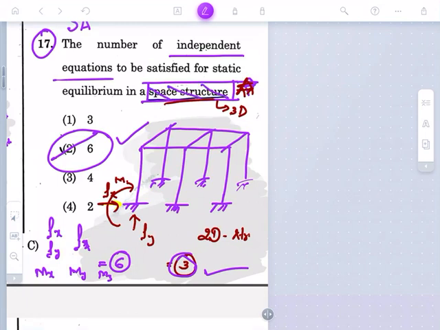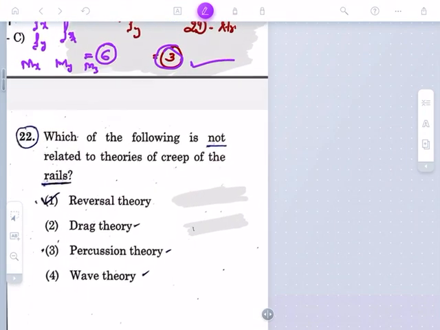If a space structure is not given, it has to be considered as a 2D structure. So 3 will be right for a 2D structure, but in case of a space frame, it is a 3D structure. We have to take it as 6. Please don't get confused. Be familiar with the concept.